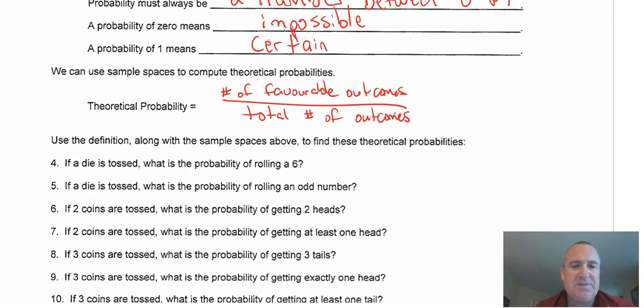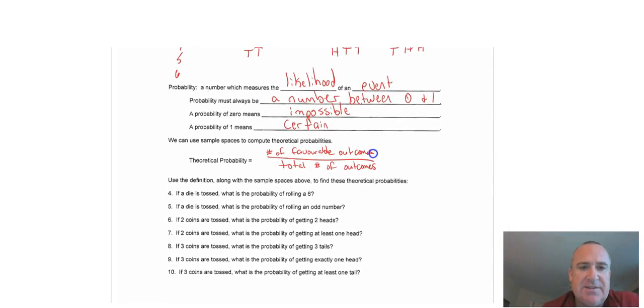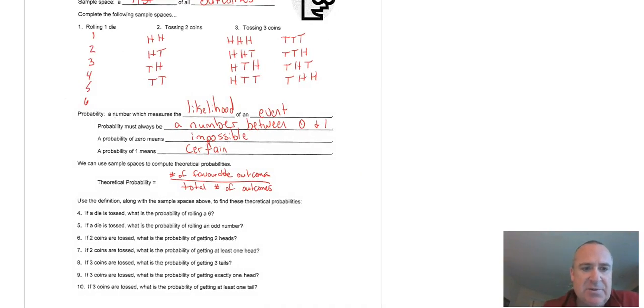If a die is tossed, what's the probability of rolling a six? So make this a little smaller so we can see it. If we look up here, rolling a die, we can see that there are six possible outcomes, and the probability of getting a six would be one out of six.